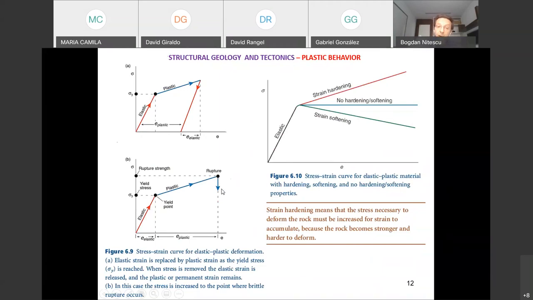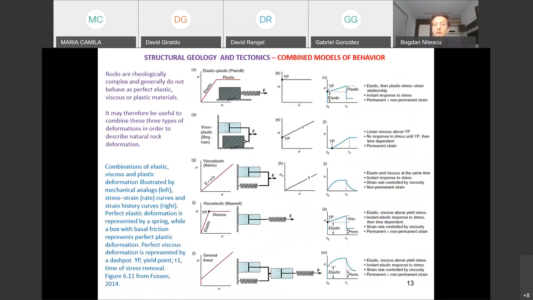So this is mechanical behavior of materials. We are discussing these very abstract things, but you can understand that we need to understand what happens to the rocks. So don't get scared. This is for you to take your time a bit and look at these combinations of these mechanical analogs. For instance, what happens if we combine a spring with a block, or a piston with a block, or all these combinations?